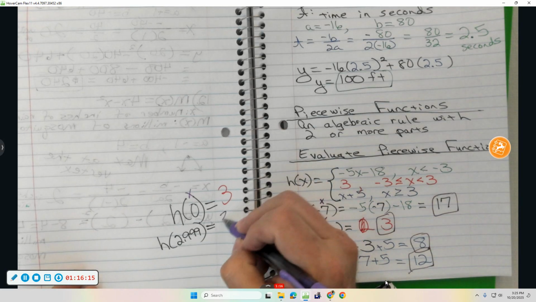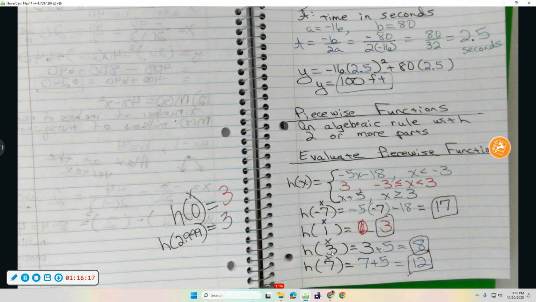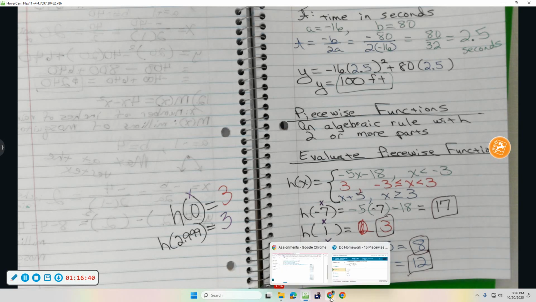So, but the y value is 3. If you wanted h of actual 3, it would be 8. But 2.999, to the naked eye, if I told you label that on the x-axis, it would look like you're labeling 3, wouldn't it? And the y-coordinate would be 3 in that case. We'll see. That's going to become significant with what we're about to do.